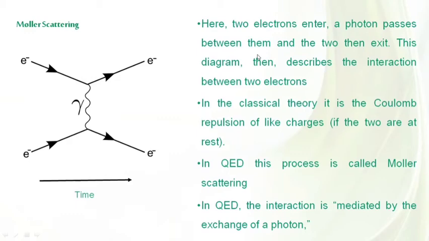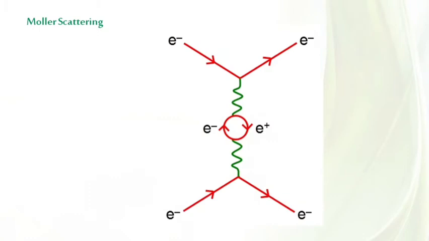In classical theory, it is the Coulomb repulsion of the like charges, in the classical theory of electromagnetism, if the two are at rest. In quantum electrodynamics, simply QED, this process is called Moller scattering. In quantum electrodynamics, the interaction is mediated by the exchange of a photon. An exchange of photon is used to represent this interaction.